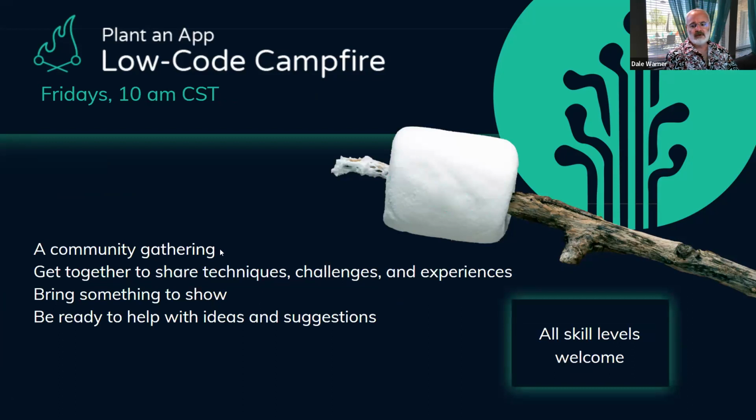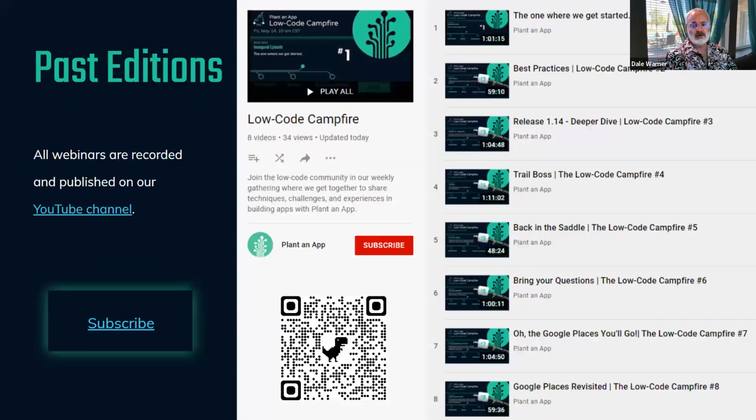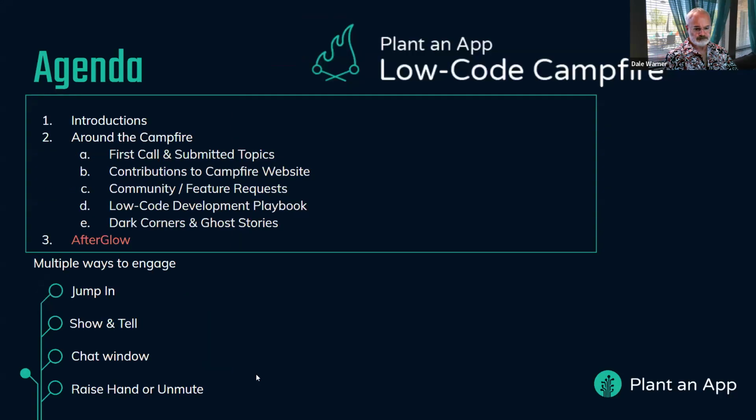This is an all skill levels welcome event where we talk about Plant App, low code, and we just invite you to bring either a problem or a technique or help answer questions, bring something to show, and we all learn something. We do this every Friday at this hour. We have all the past episodes out on YouTube, youtube.com/plantandapp. So you can go back and review the other 136 hours of training content.